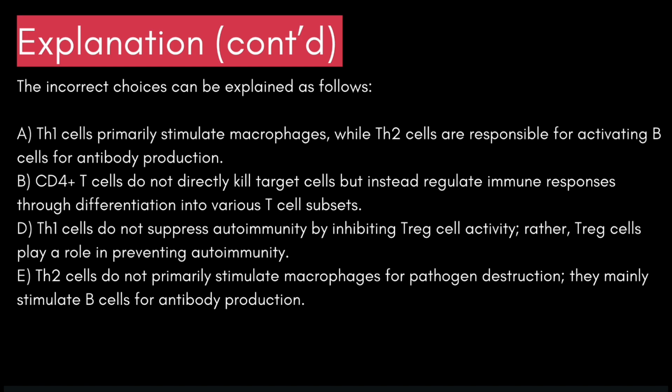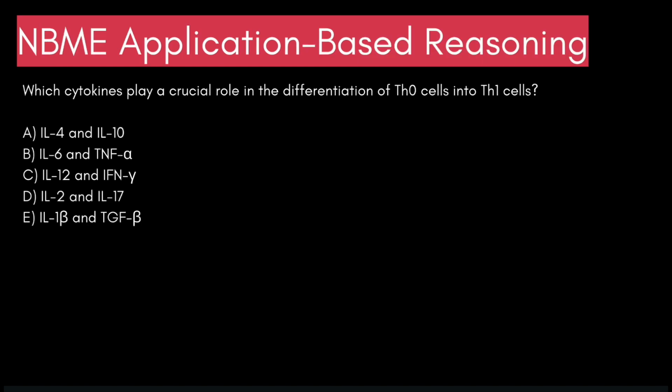Th2 cells do not primarily stimulate macrophages for pathogen destruction. They mainly stimulate B cells for antibody production. Let's go ahead and move on to the next question. Which cytokines play a crucial role in the differentiation of Th0 cells into Th1 cells?